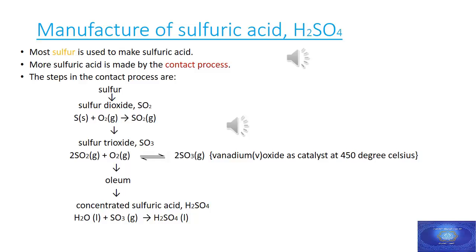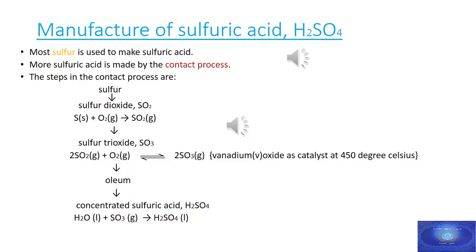In the first step, sulfur is burned in air. So what is the reaction? S plus O2 gives SO2. So sulfur dioxide is produced in the first step. In step 2, it is mixed with more air. And in step 3, it is passed over 4 separate beds of catalyst. Here the catalyst used is vanadium 5 oxide at 450 degrees Celsius. The catalyst is used to speed up the reactions.